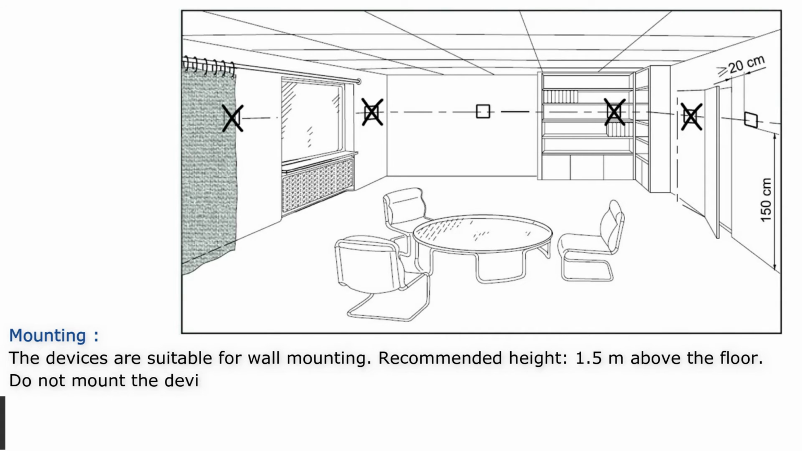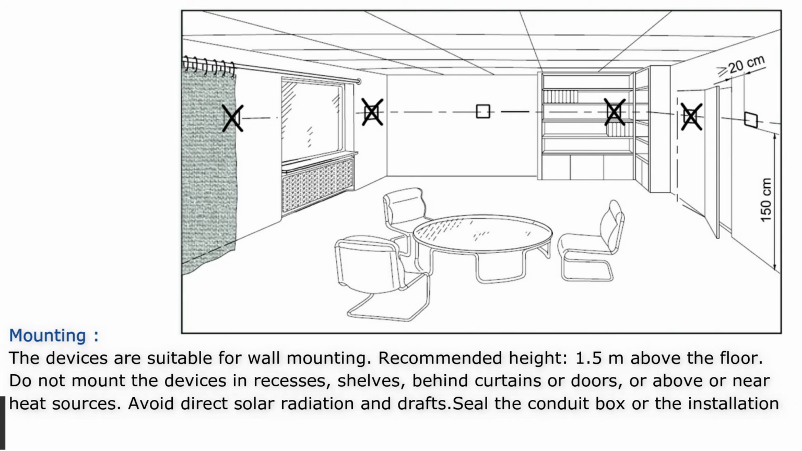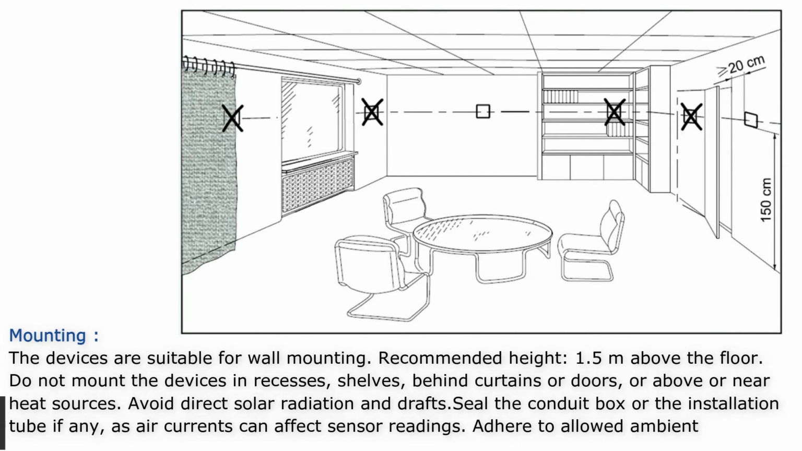Do not mount the devices in recesses, shelves, behind curtains or doors, or above or near heat sources. Avoid direct solar radiation and drafts. Seal the conduit box or the installation tube if any, as air currents can affect sensor readings. Adhere to allowed ambient conditions.